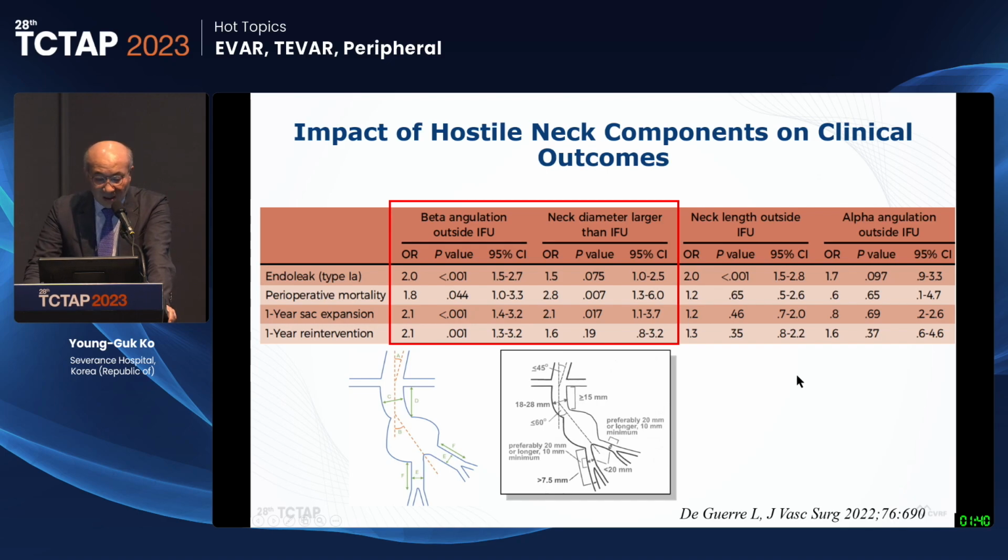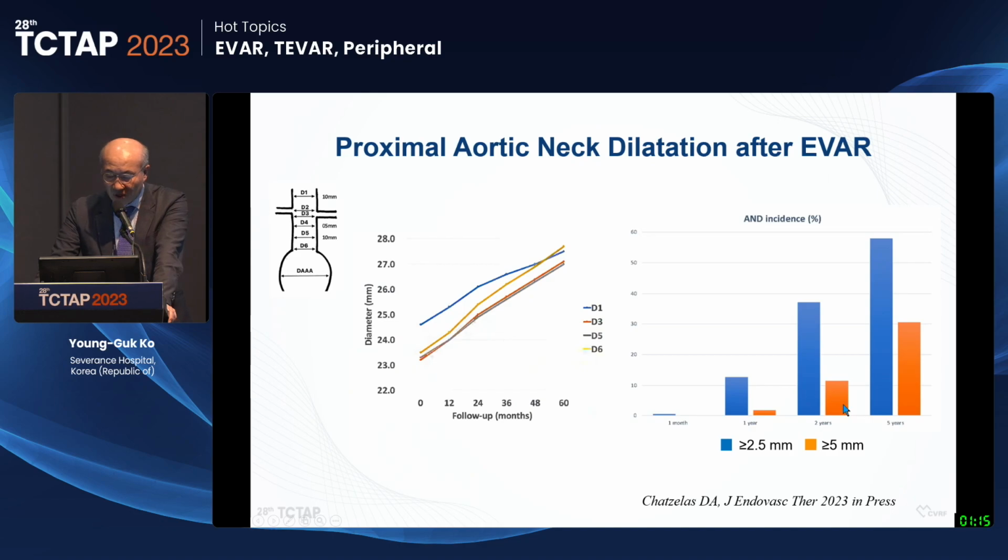And it looked at the impact of various hostile neck anatomic components on the clinical outcomes, and especially infrarenal aneurysm angulation and neck diameter had a greater impact on the outcomes of the EVAR, such as type 1 endoleak, mortality and expansion rate. And so this study, now in press, showed that there is a continuous dilatation of the aortic neck after the EVAR.